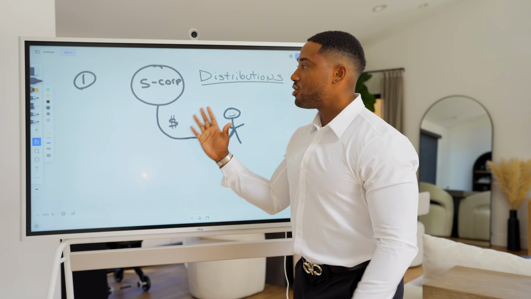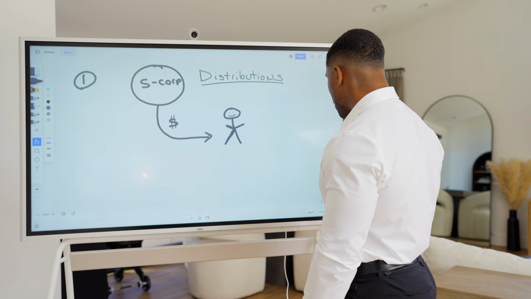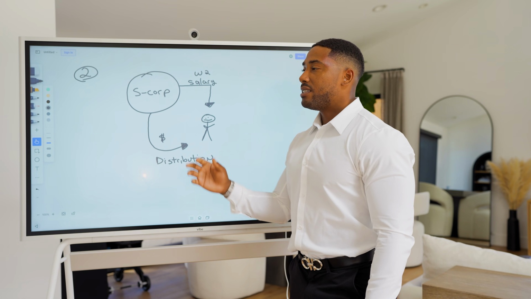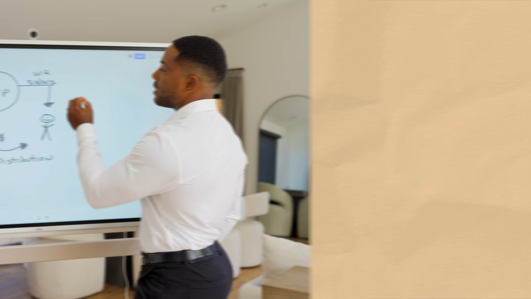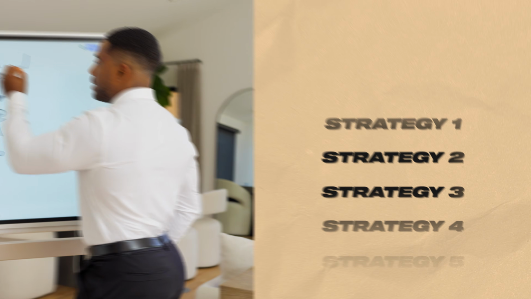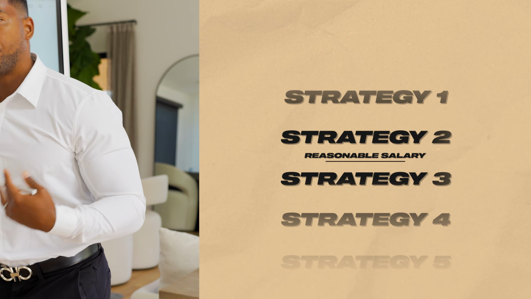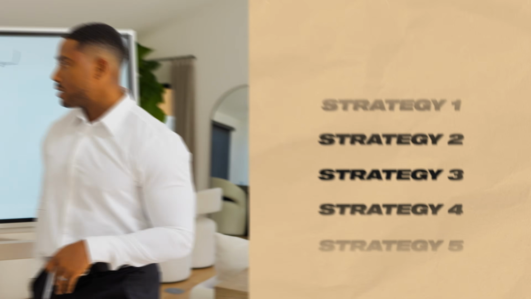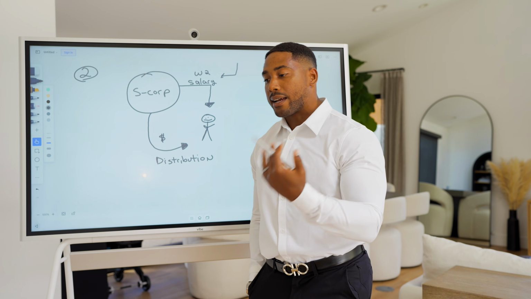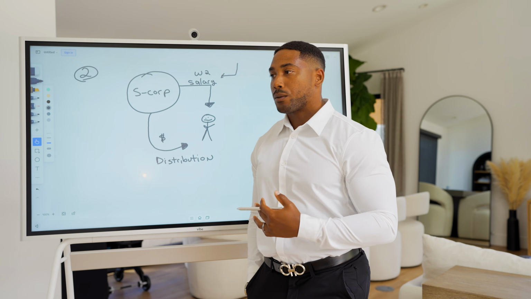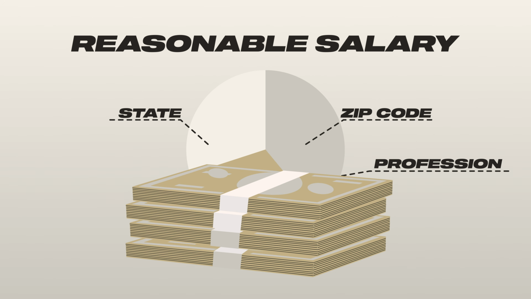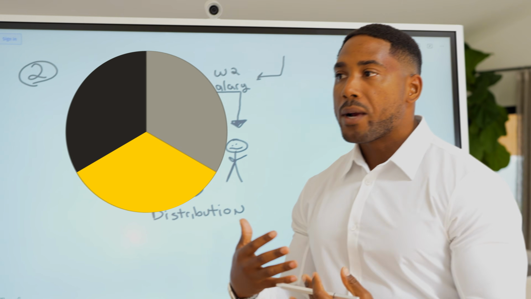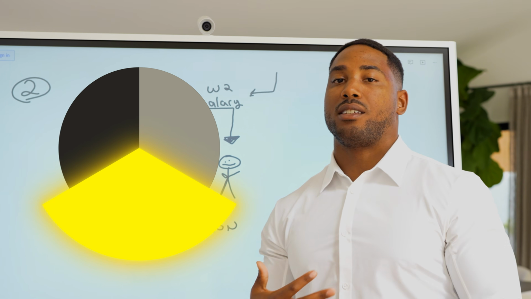But after you get past just taking distributions, one of the things that you'll notice as being an S corporation owner is that the IRS has a rule that states that S corporation owners have to give themselves what's called a reasonable salary, which is a W-2 from the S corporation. Now, normally in our office, we typically recommend that your reasonable salary is based off of whatever your profession is in your state and in your zip code based on your area. But we also want to make sure that it's somewhere around a third of the business's net profits.